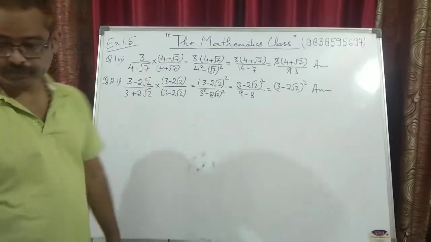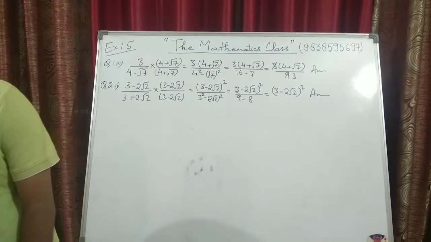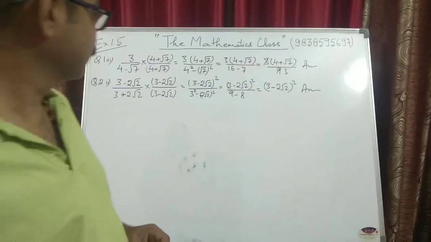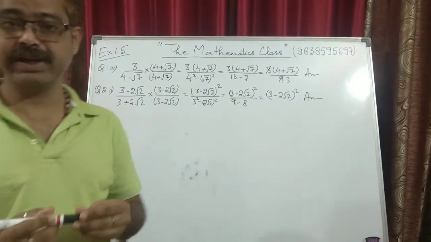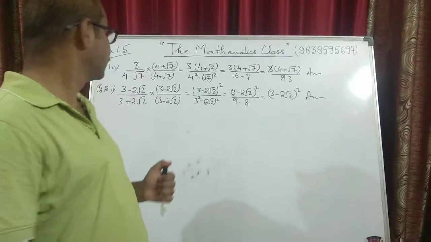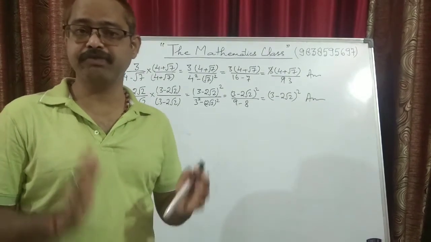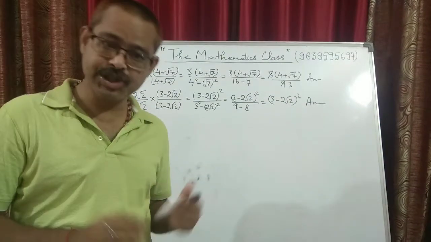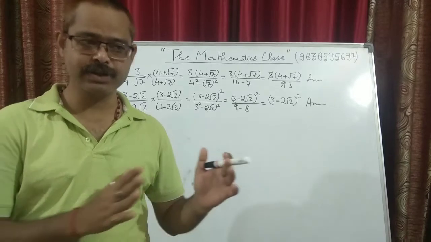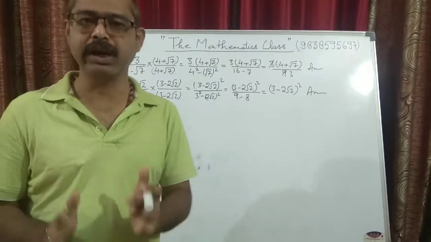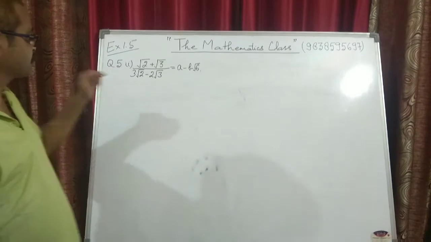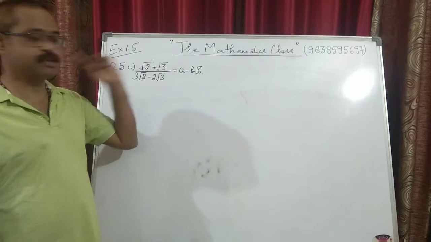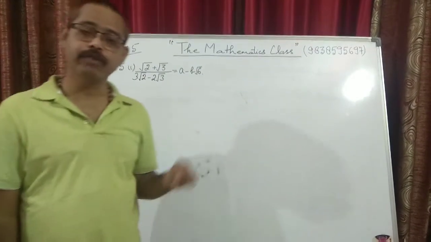Similarly, the third and fourth I will be doing. Now the main thing is question number 2, 3 and all that we have discussed. Now we will be discussing question number 5, and in 5 there are 3 parts. I will be taking up the second part, that is important, and that is a bit more calculative or a bit more lengthy. Now the fifth question, second part is root 2 plus root 3 upon 3 root 2 minus 2 root 3 is equal to a minus b root 6. Find the value of a and b.